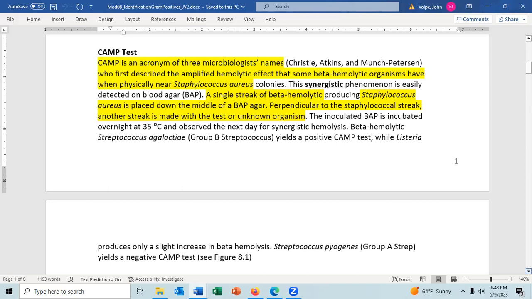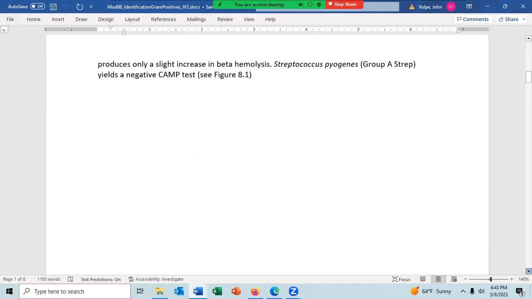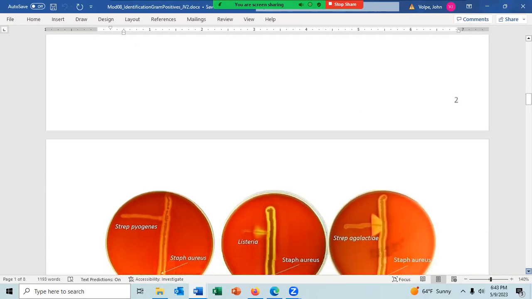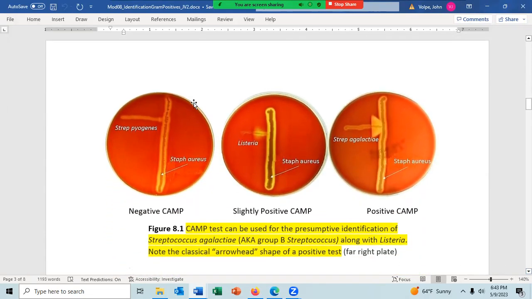aureus. So what you do is you make a single streak of Staphylococcus aureus down a blood agar plate, and Staphylococcus aureus is beta hemolytic. And then perpendicular to that streak, you streak the organism you're testing, or the unknown bacteria. And that is shown here. So this streak would be Staphylococcus aureus.